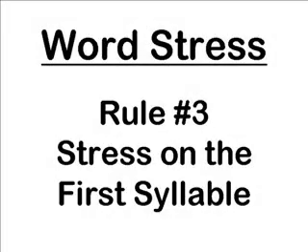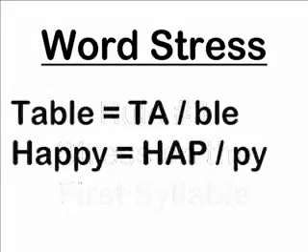Rule number 3. Stress on the first syllable. 90% of all nouns are accented on the first syllable. Most two-syllable nouns and most two-syllable adjectives are stressed on the first syllable as well. For example, the noun table is stressed on the first syllable and is pronounced table. The adjective happy is stressed on the first syllable and is pronounced happy.